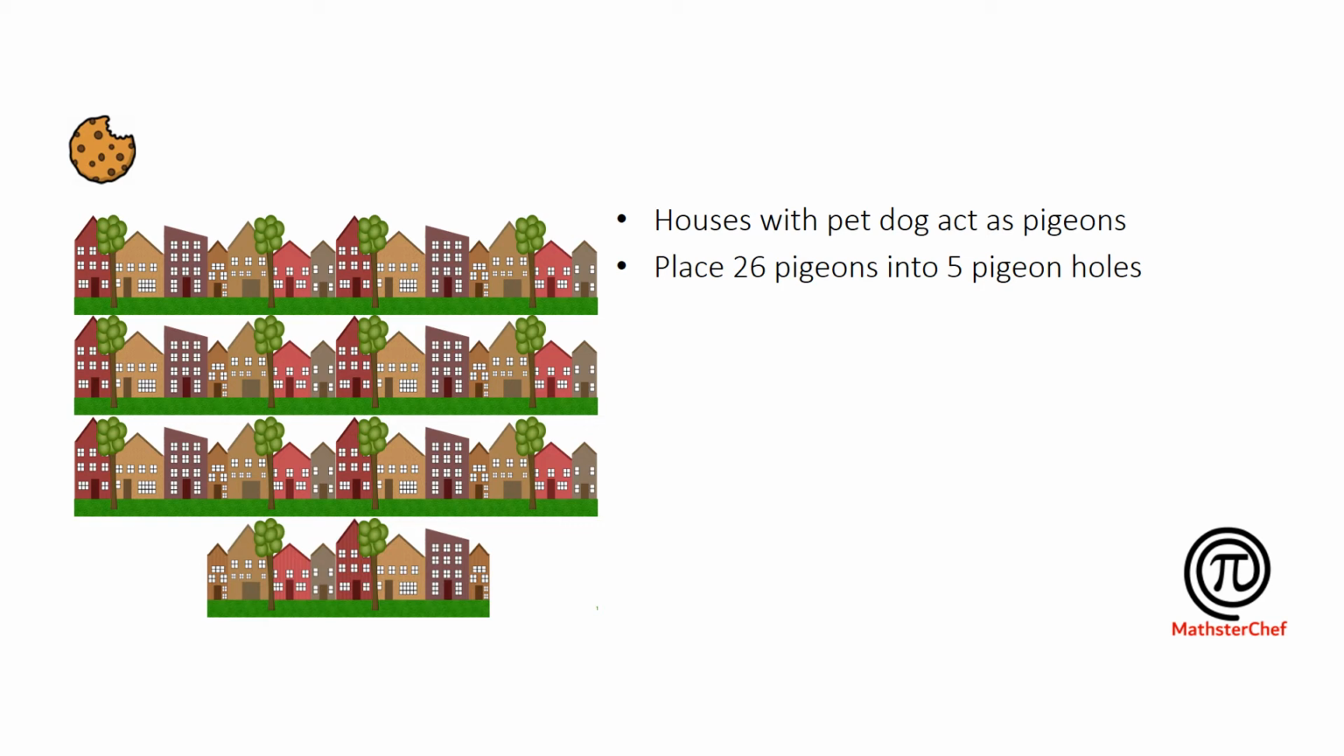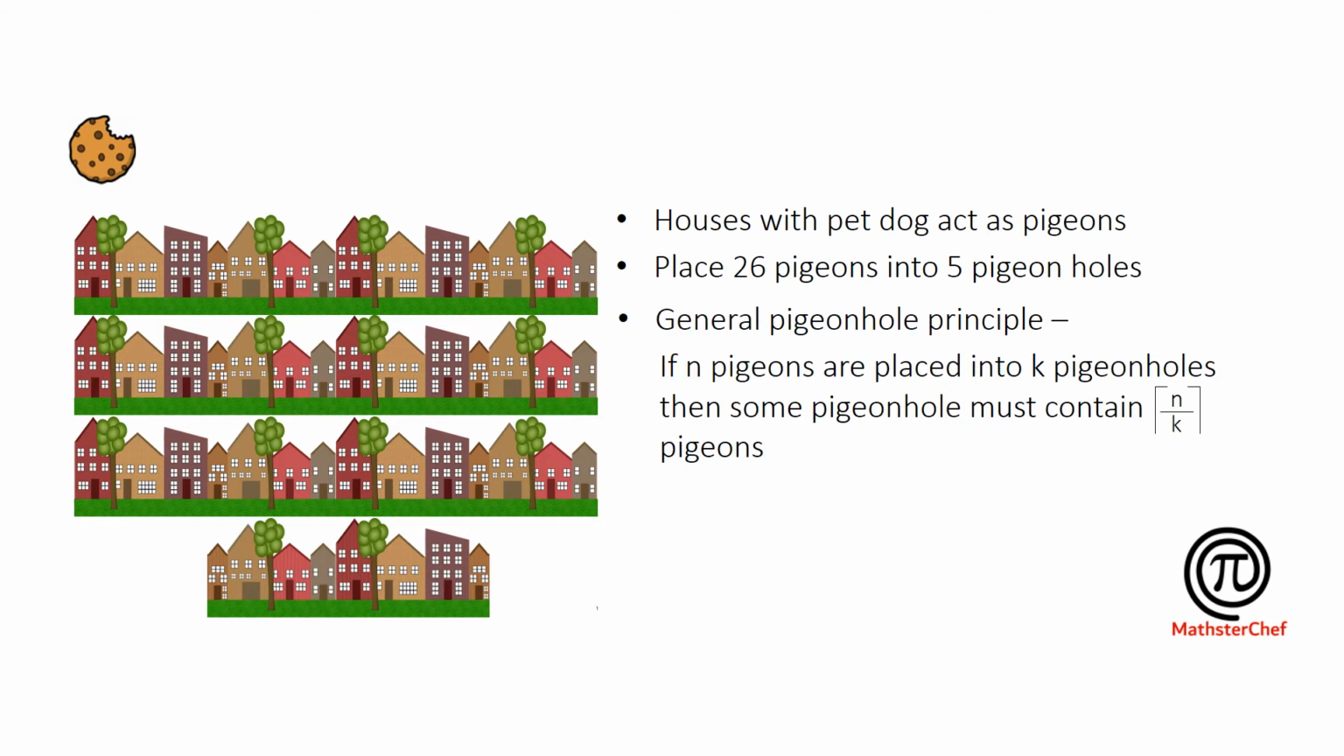So let's recall the general pigeonhole principle. If we let n and k be natural numbers, then the general pigeonhole principle states that if n pigeons are placed into k pigeonholes, then some pigeonhole must contain at least the ceiling of n over k pigeons. So now we can apply the general pigeonhole principle to our 26 pigeons and 5 pigeonholes in this example. Doing this, we obtain that some pigeonhole must contain the ceiling of 26 over 5, which equals 6 pigeons.